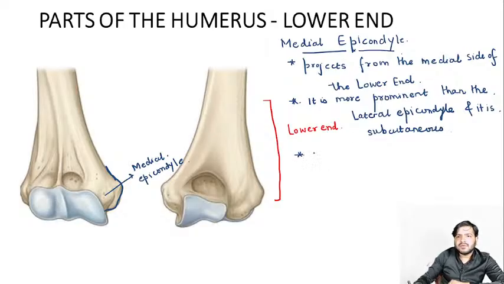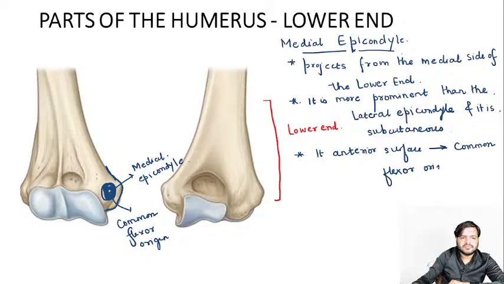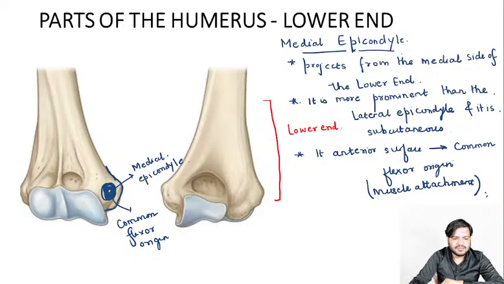Apart from that guys, remember that its anterior surface will actually give you an origin of a muscle over here, that is the common flexor origin. So it is the common flexor origin. Okay, this is the muscle attachment over here. That is the common flexor origin.